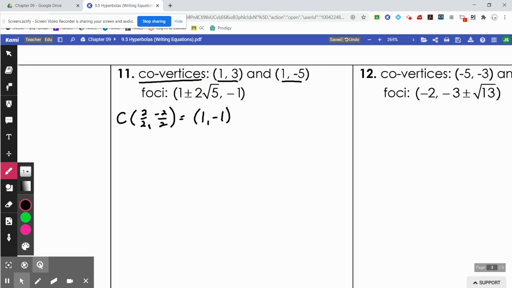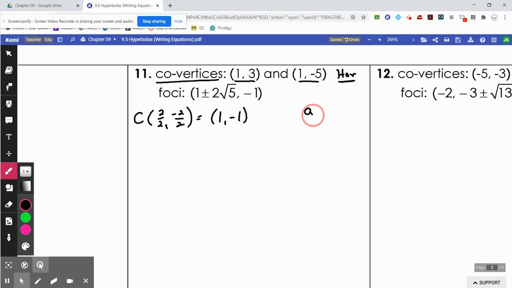However, those are the co-vertices. If the co-vertices are vertical from each other, that means the vertices would be horizontal and your whole hyperbola will be a horizontal hyperbola. Your A value, again, a couple of different ways you can find it. Well, actually, B value, because we're talking about co-vertices. You can either find the distance between your co-vertices and half it, or you can find the distance from the center to one of the co-vertices. That distance is going to be 4.